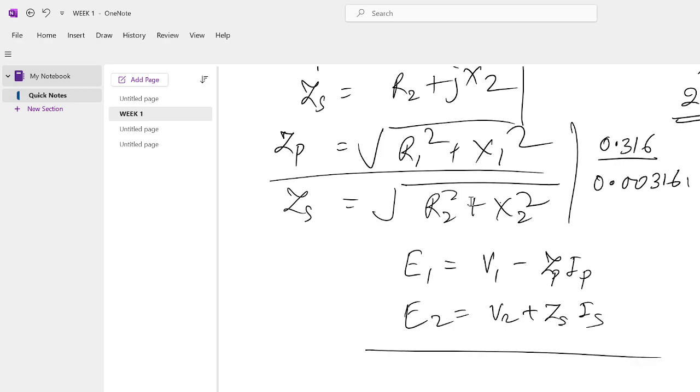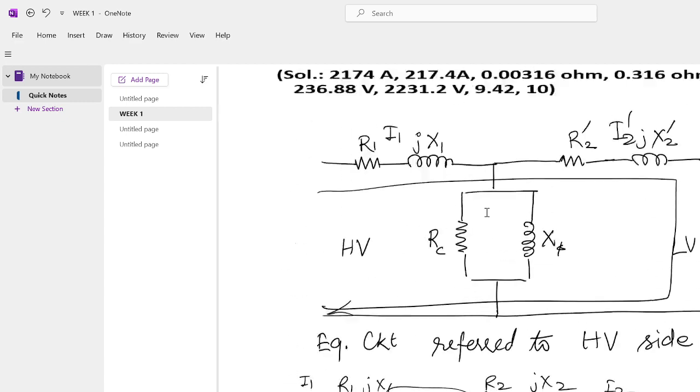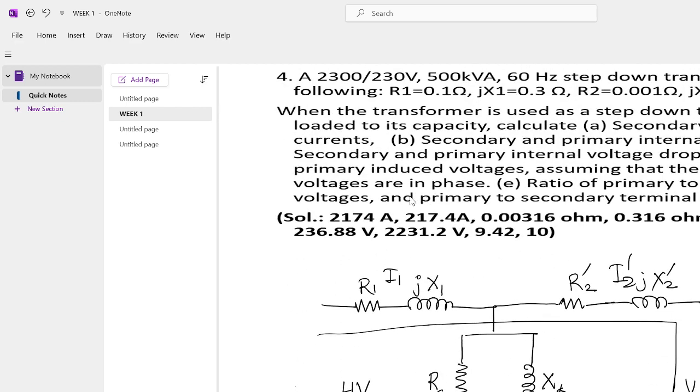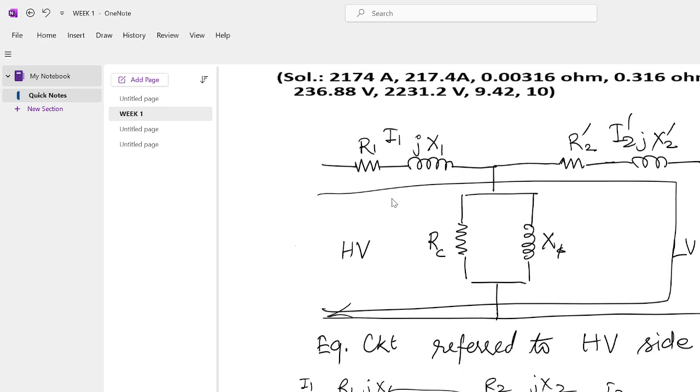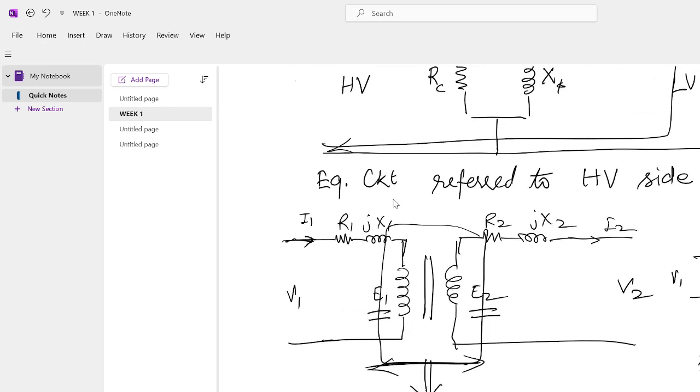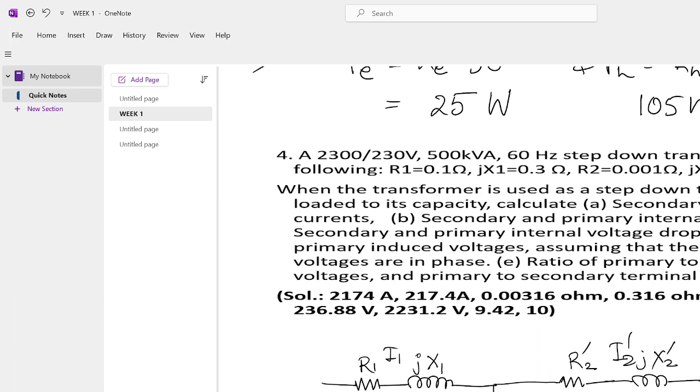Similarly, next part is, there are so many parts, the ratio of primary to secondary induced voltage. Let's say we have got primary induced voltage as 68.8, and secondary induced voltage as 6.88, so you will divide and get the value. Yes, sir. And when it is talked in terms of terminal voltages, they are 2300 and 230. Okay.